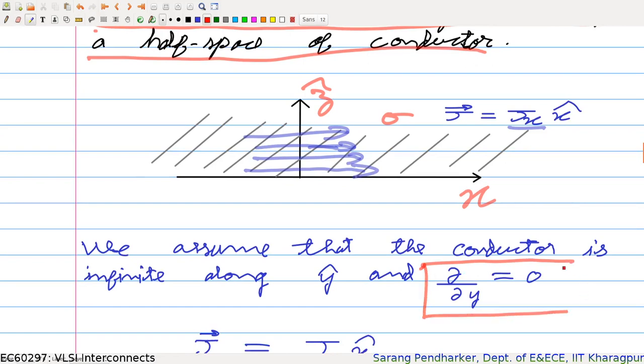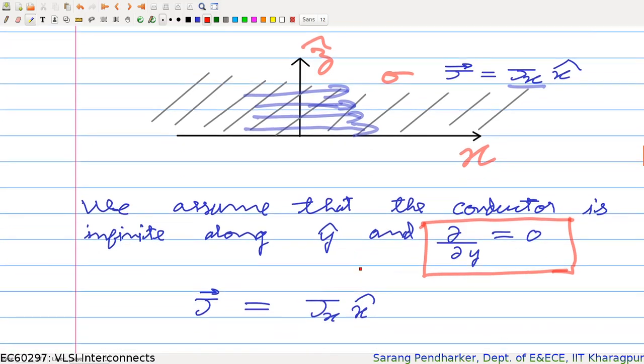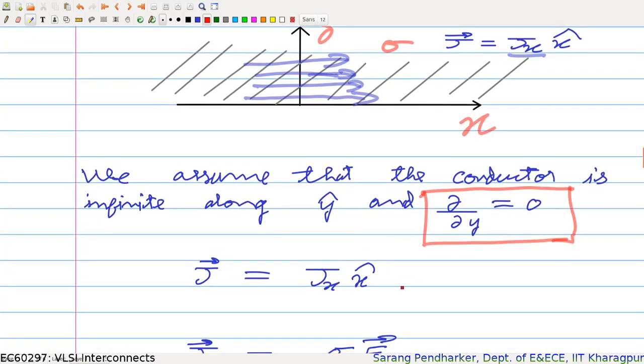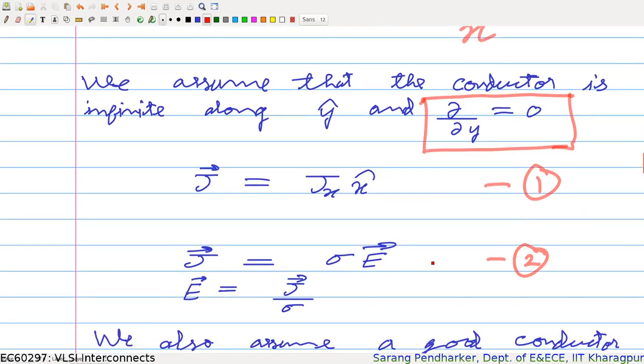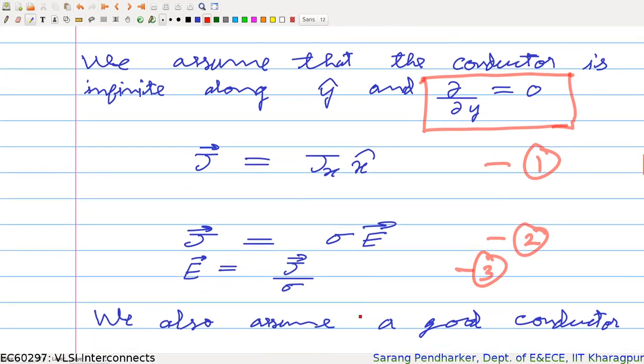So del by del y is equal to 0. Now let us start with the derivation. What we have stated is that my J is equal to Jx x hat. This is related to the applied electric field, so obviously J is equal to sigma E, and my E can be written in terms of J as per this equation.